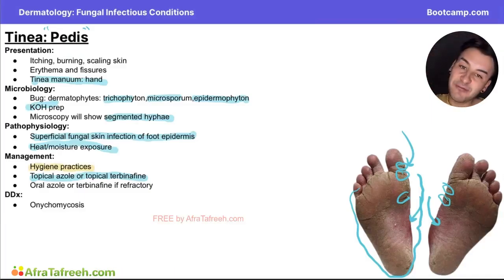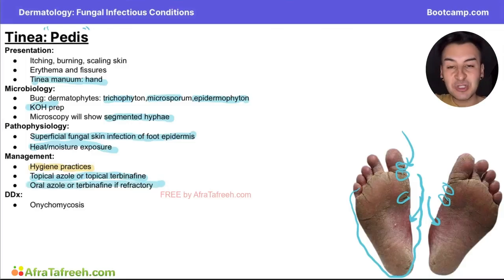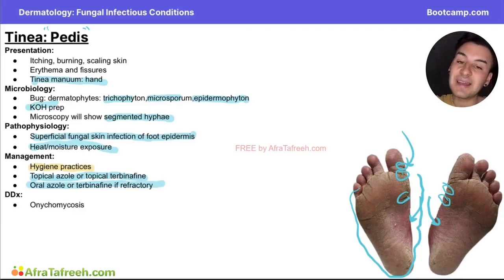Now, if you have a refractory condition of this, you can always step up to oral therapy. However, that is not likely to be the first answer choice on test day. In terms of our differential diagnosis, onychomycoses are going to be fungal infections of the nail. So if it's tinea pedis, it is the foot, and if it's onychomycoses, it is the nail.